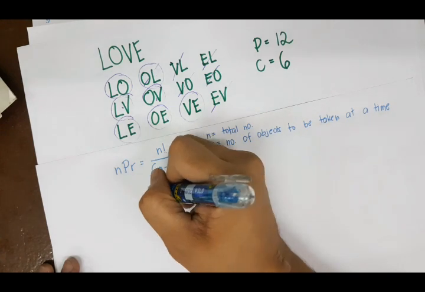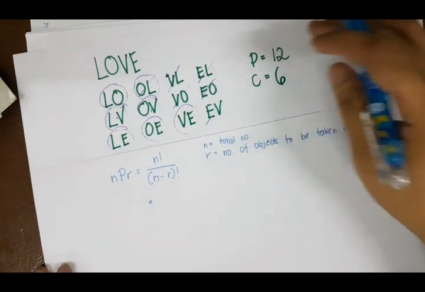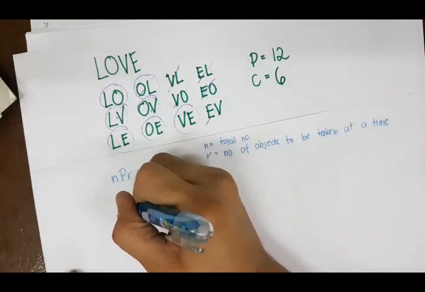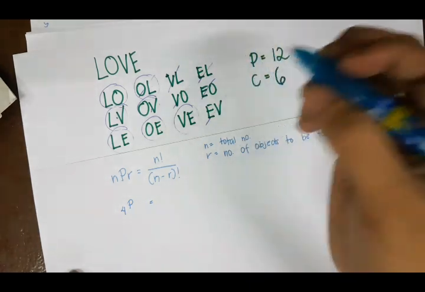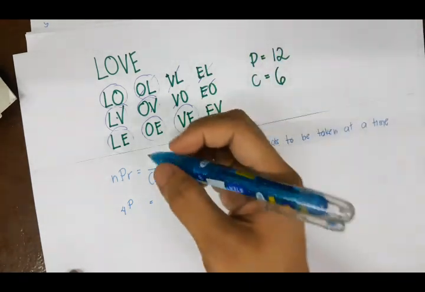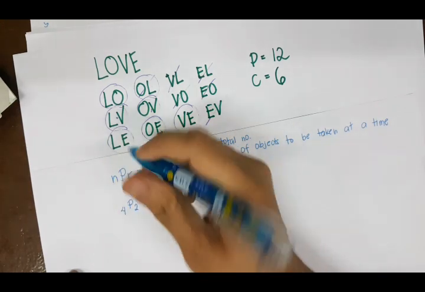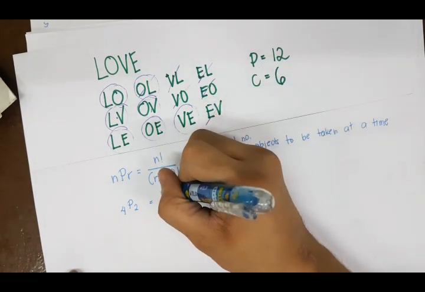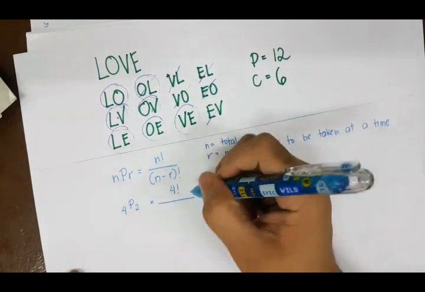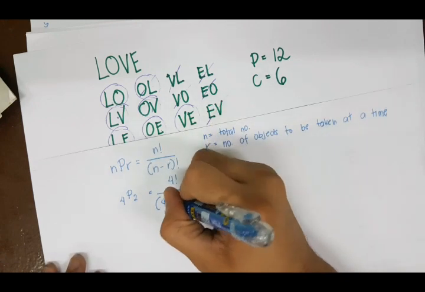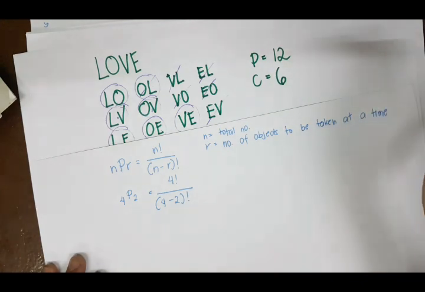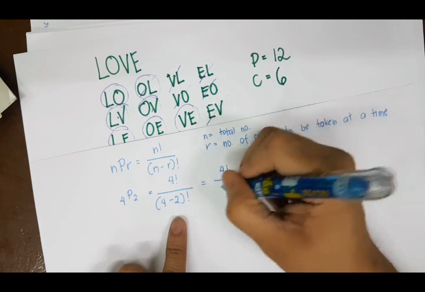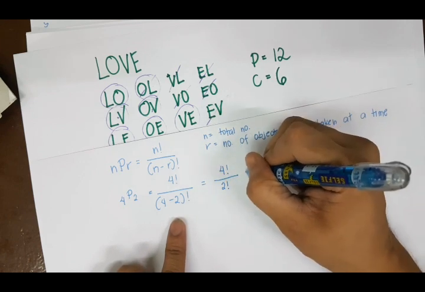Okay, so let's use this at this problem. What is the total number of the objects? There are 4, so 4P. We are going to take 2 objects or 2 letters at a time. So 2. So 4 permutation 2. So 4 factorial over, let's substitute, n minus r factorial, 4 minus 2 factorial. Okay, so 4 minus 2 is 2, so we have 4 factorial over 2 factorial.